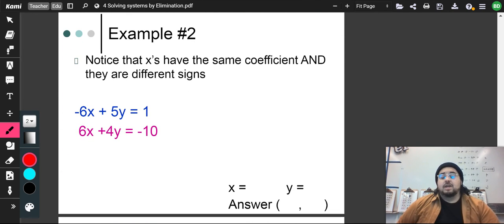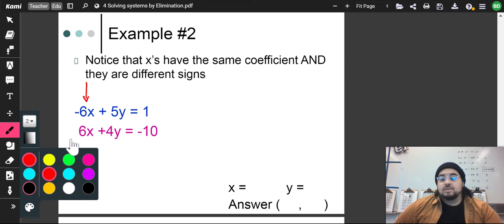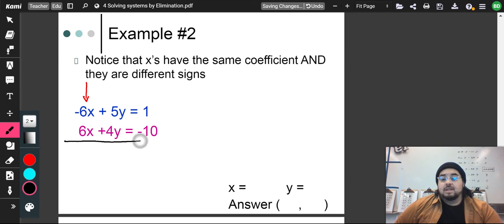Okay, here's another example of elimination. We know that we're using elimination here because the 6x and negative 6x are going to eliminate out. So again, I'm going to combine going down, negative 6x and 6x eliminate out, 5y and 4y make positive 9y.